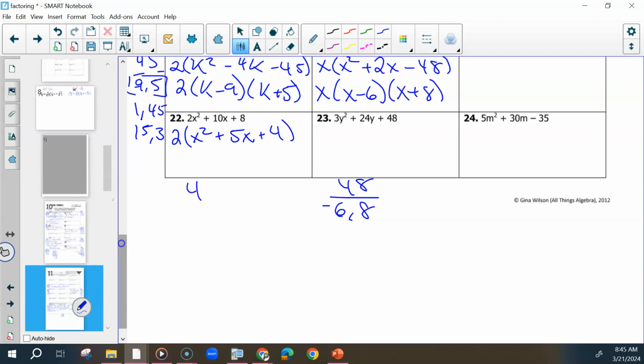And then we're looking for factors of 4. 2 and 2, and 1 times 4. And which of those would add to be 5? 1 and 4. So x plus 1 and x plus 4. Other questions there?